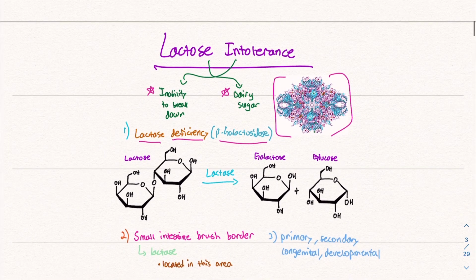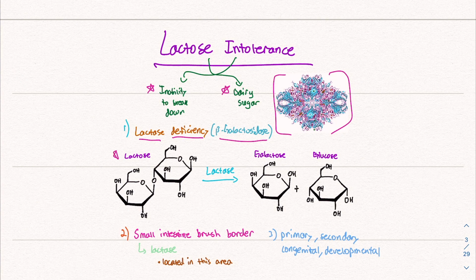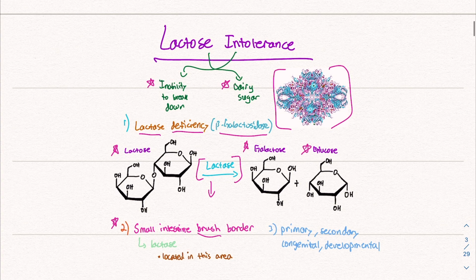So what it does is that when you consume dairy, that lactose runs through your stomach and it hits your small intestine. And lactase will break down that lactose into galactose and glucose. The issue here is that you have a deficiency. You have a very low amount of lactase, and lactose will build up. Lactose is processed in the small intestine, specifically in this place called the brush border, and lactase is located here. We're going to talk in the next slide about what this brush border is.